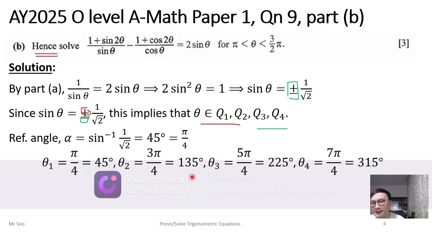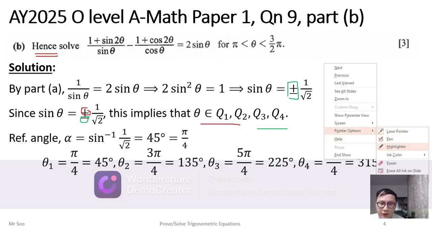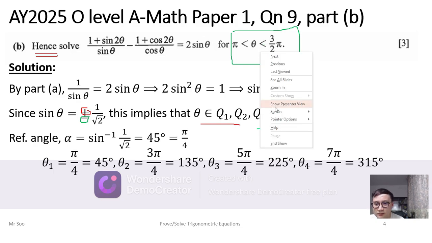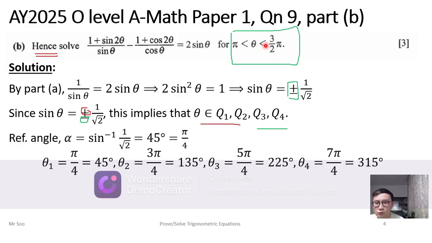Here I write the degree equivalents in radian: 45 degree is pi over 4, 3 pi over 4 is 135 degree, 225 degree is 5 pi over 4, and 315 degree is 7 pi over 4. Why do I write them out? Because you look at the question. Again, the question defines for you that theta is bigger than pi and less than 3 pi over 2, or equivalently in degrees, theta is bigger than 180 and less than 270.